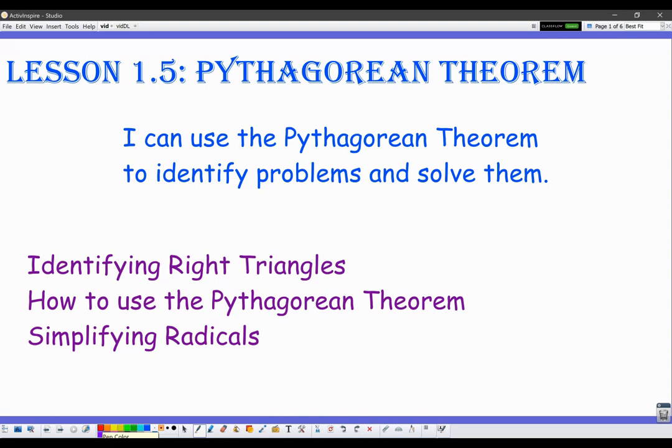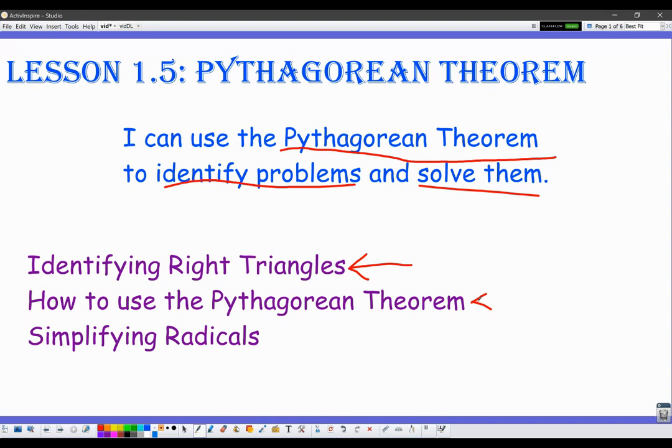Today is lesson 1.5, which is on the Pythagorean Theorem. Our objective for today is I can use the Pythagorean Theorem to identify problems and to solve them. So today's lesson is broken up into three parts. First, we're going to talk about how to identify right triangles and to identify if we're going to use Pythagorean Theorem on them or not.